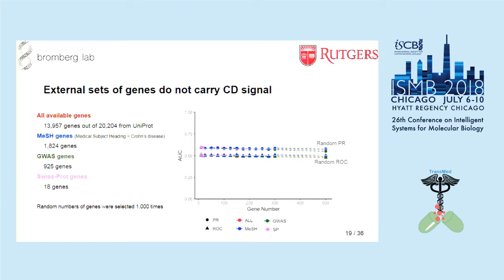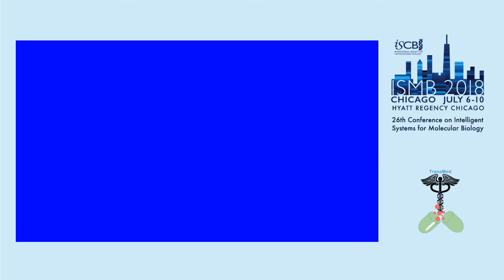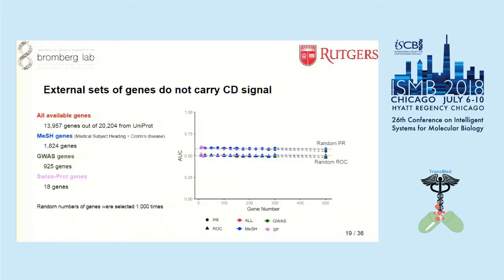We tried different external resources to help us build prior knowledge of the data. For the MeSH genes, we did natural language processing on the PubMed literature, where the abstract says this gene is associated with Crohn's disease. For the GWAS genes, we took the genes that are in linkage disequilibrium with the GWAS loci of the disease. We also went to SwissProt to extract the 18 genes that are reported to be associated with Crohn's disease. In the figure, it's the result.